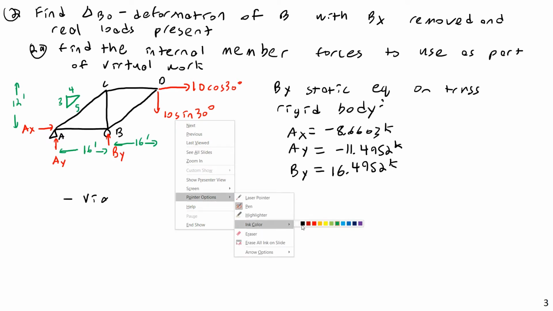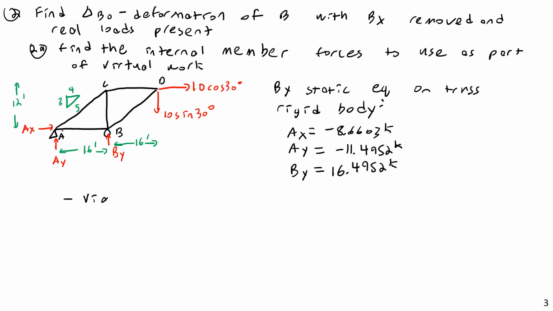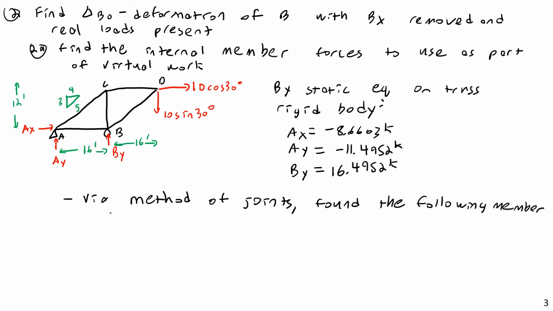So via the method of joints, again, I started at one joint, and you can either start here or you can start here, and you just move your way through the truss. Again, just very basic elementary statics. Using the method of joints, I found the following member forces. Oh, I probably should list that here. And let me list this by member. I have a nice table here that I'll just write out.